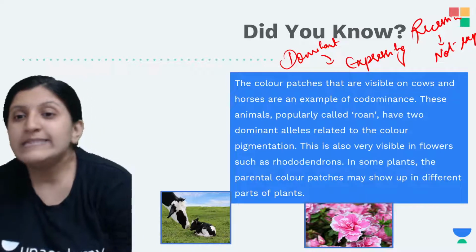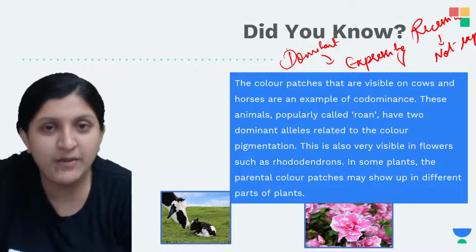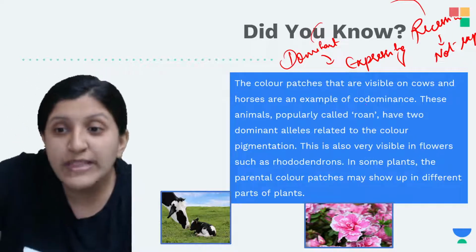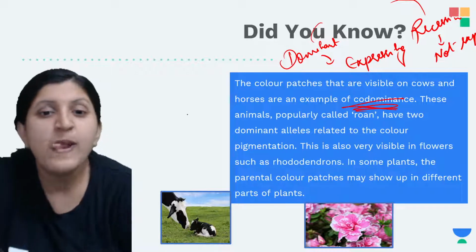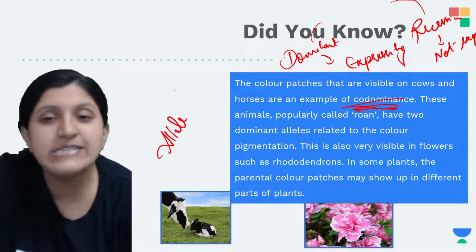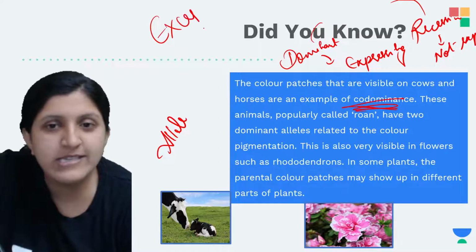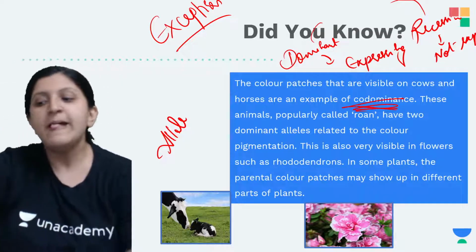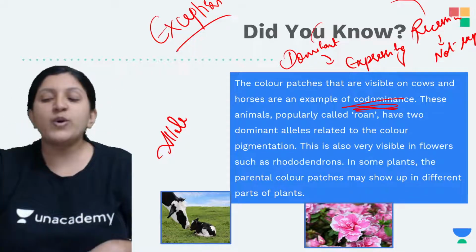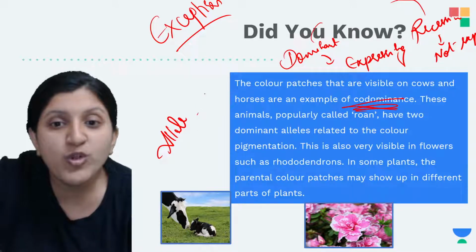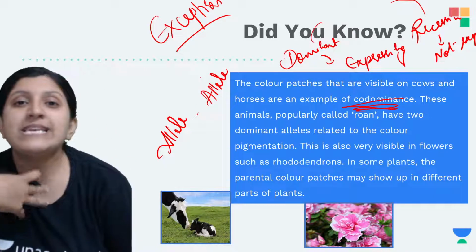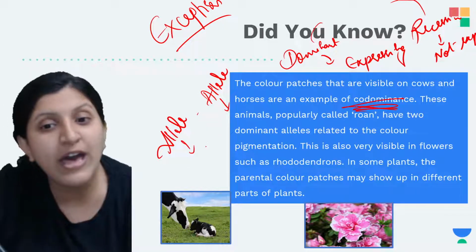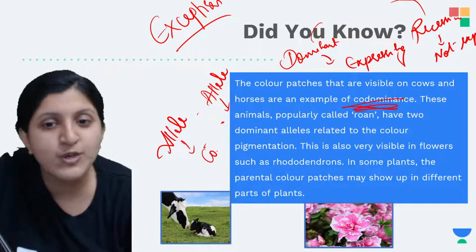Now in codominance there is no dominant or recessive allele, so both of them are going to act as dominant. Whatever alleles are there, this is an exception that I'm talking about, while the regular thing is dominant and recessive. In this case both of the alleles are expressing equally. This is also expressing, this is also expressing. That means both are dominating, and that we call codominance.